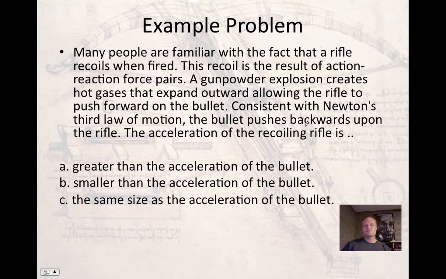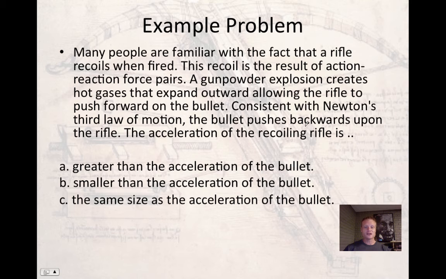So here's an example problem I could throw at you. It says, many people are familiar with the fact that a rifle recoils when fired. When you shoot a gun, it has some recoil to it. This recoil is the result of action-reaction force pairs, so Newton's third law. A gunpowder explosion creates hot gases that expand outward, allowing the rifle to push forward on the bullet. So there's a force on the bullet to push it forward. And consistent with Newton's third law of motion, the bullet pushes backwards upon the rifle, causing that recoil.